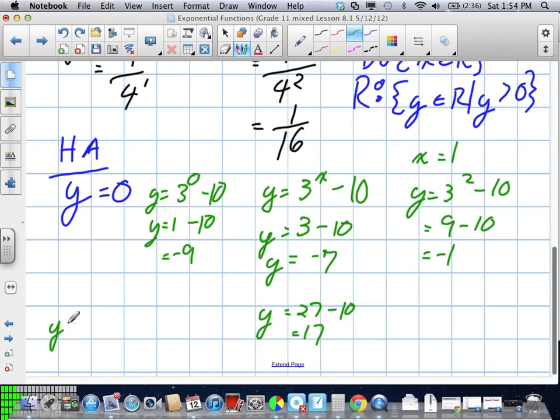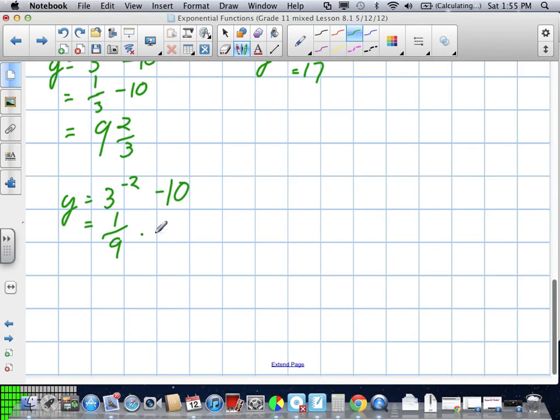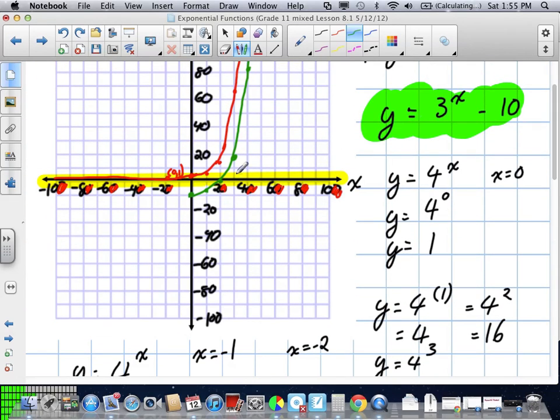What about if I'm talking about y is equal to 3 to the negative 1 minus 10? Well, that's going to become what fraction? 1 over 3 to the power of 1, which is still 3, right? Minus 10, we're looking at negative 9 and 2/3, right? And then say we do 3 to the negative 2, so we move over another. Well, that's going to give us 1 over 9, right? Minus 10, which gives us negative 9 and 8/9, right? So we're constantly getting closer and closer to what number? 10. Do you think we'll touch 10? No. We constantly get closer and closer to this 10 here, which I'll put in green highlighter.